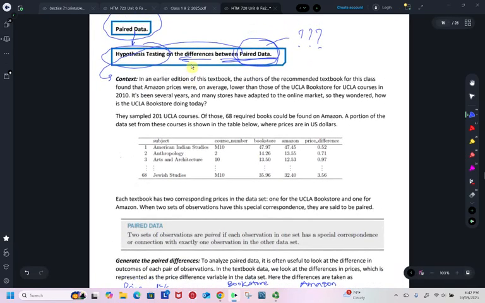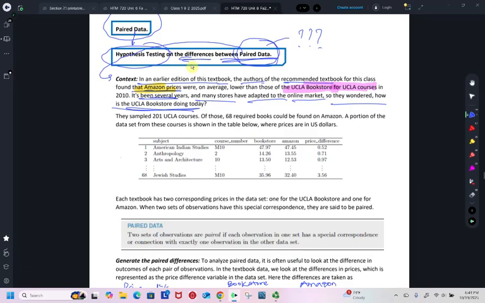Now, consider that in an earlier edition of the recommended textbook for this class, the authors found that the prices of books on Amazon.com were on average lower than those at the UCLA bookstore for UCLA courses in the year 2010. Well, it's been several years, and many stores have adapted to the online market. So the authors are still wondering, how is the UCLA bookstore doing today? Are they still more expensive than Amazon prices?